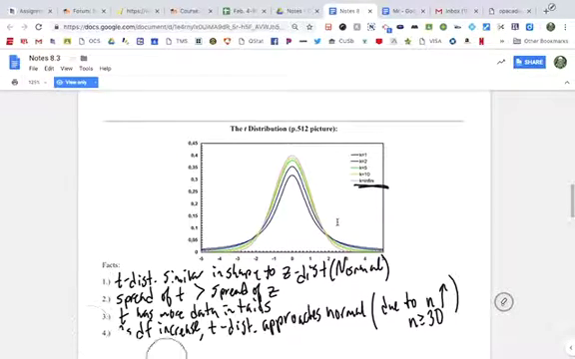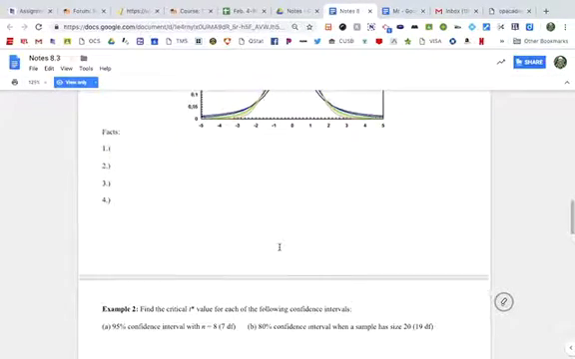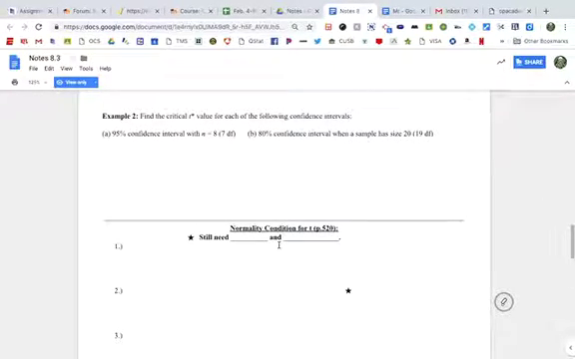Now to actually use a t-distribution a little bit. Find the critical t-value for each of the following confidence intervals. 95% confidence interval with n equaling 8, or 7 degrees of freedom. So there are two ways to do this. Okay? So right away you know that degrees of freedom is n minus 1. So that's 8 minus 1, or 7, which is why we have 7 df in the parentheses.